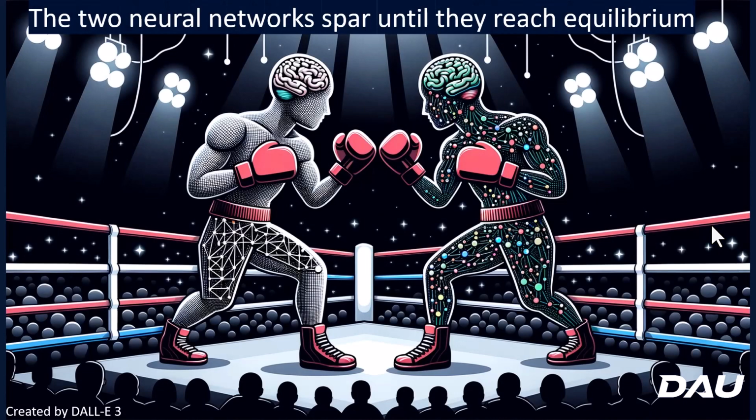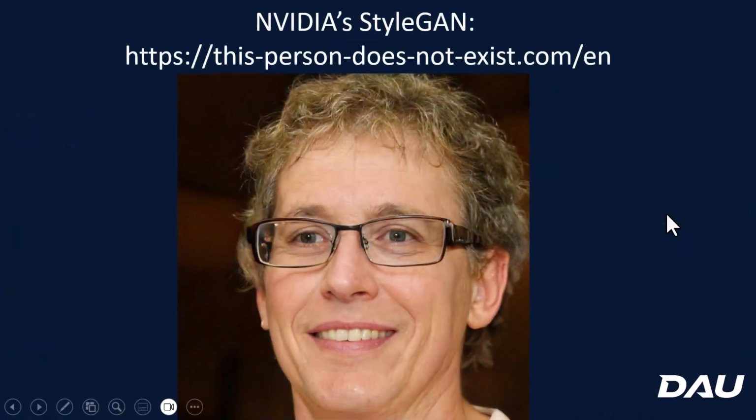And they kind of come to this little equilibrium after they spar with each other for a while, each doing the best job it could possibly do. And that has led to the realistic images that we see today.